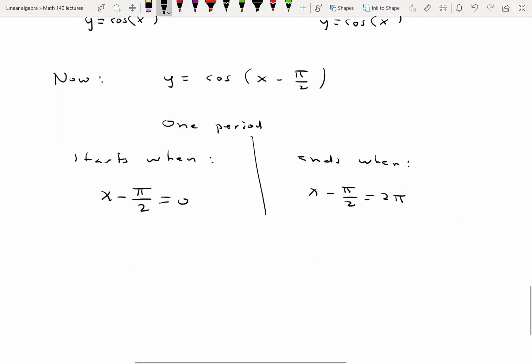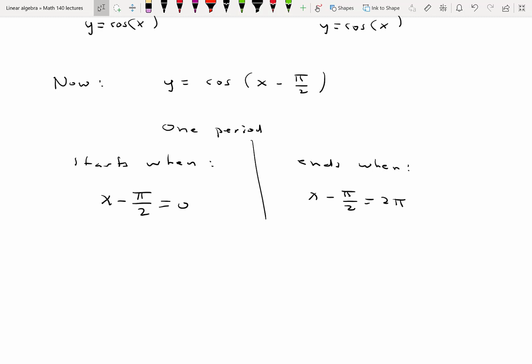Okay, so let's see what that amounts to for x values, our actual starting points for x. We need to solve both of these equations with a little bit of algebra for x, and then we move on. So if I add pi over 2 to both sides of the first equation, I get a new starting point. The graph doesn't start at 0 anymore. This graph starts when x equals pi over 2.